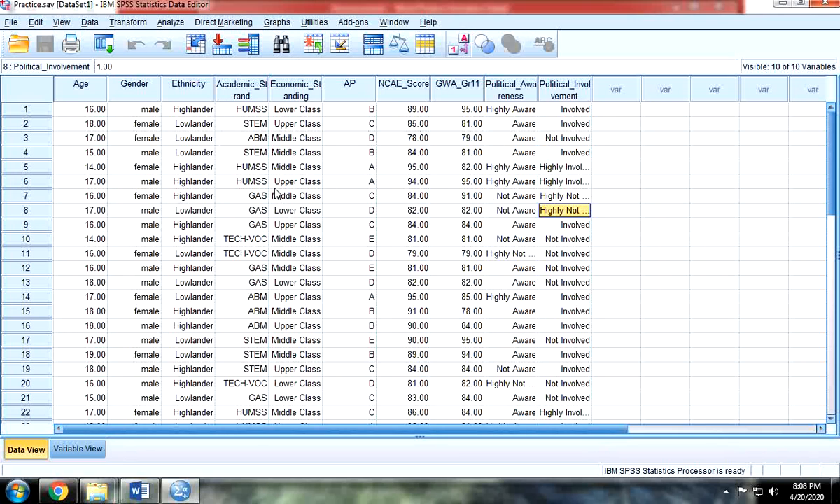Okay. So for instance, we want to know whether there's a difference between gender towards, let's say, your grades, or rather your NCAI score. What we will use here is the t-test. Okay, please take note, we use the t-test when we want to compare two groups.